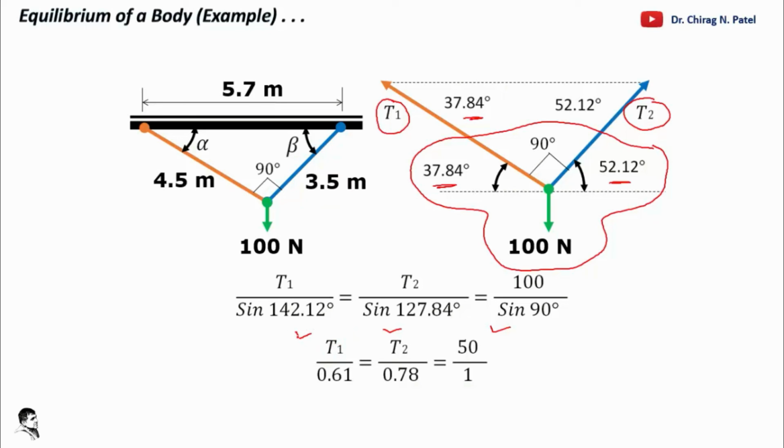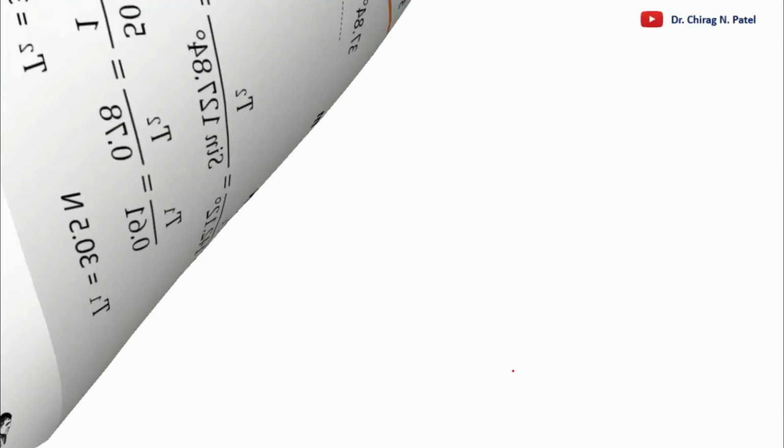First of all, you can put in the values of the sine angles. So this is in a simple form now. Now resolve that one by one. So we have T1 equal to 30.5 Newton and T2 equal to 39 Newton. So this is the requirement of the problem.